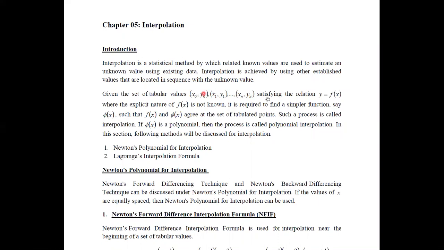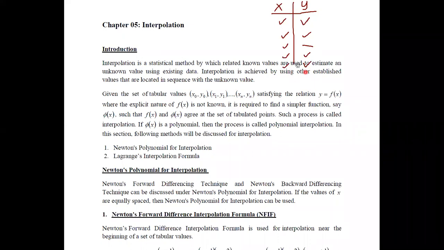And this should satisfy the relation y equals f(x), but we still do not know the explicit nature of f(x). If you see this table, you just know the value of x and the value of y only. You still do not know the exact function allocated for this y. Here we just know these points only. Now, we can use interpolation techniques to obtain this function for y.